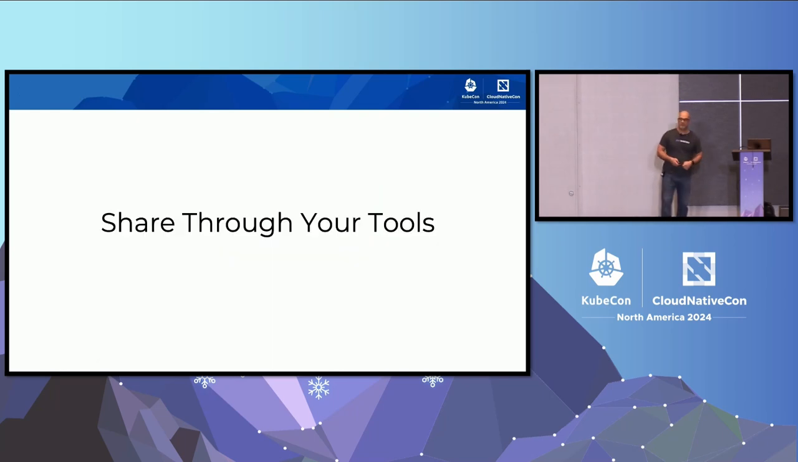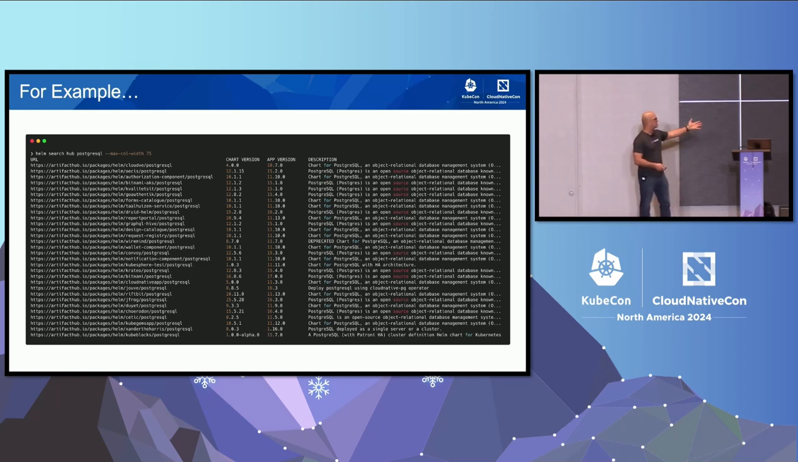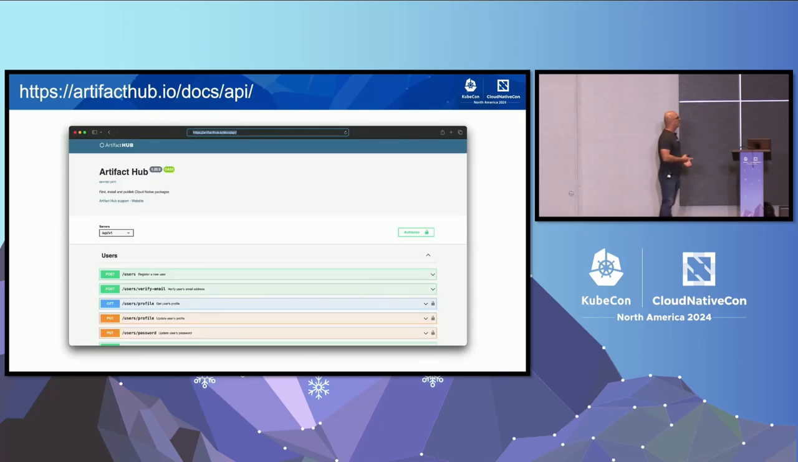All right. Now, you want to share through your tools, kind of like what Helm does. And we want people to be able to do this and make it easy. And there's a number of tools out there that do this today. So Helm does this. I showed this before. And this is really just tying back in to the API, right? Artifact Hub has an API. You can find it at artifacthub.io/docs/api, and you can get into the full API.